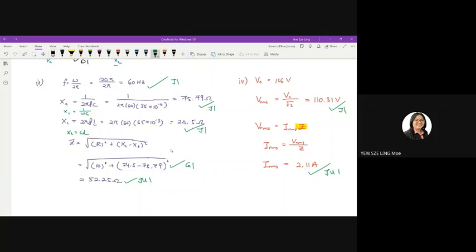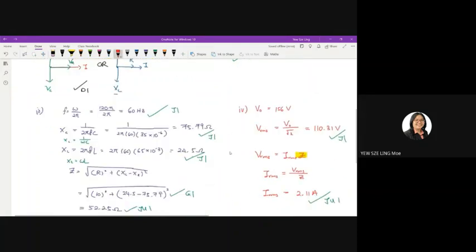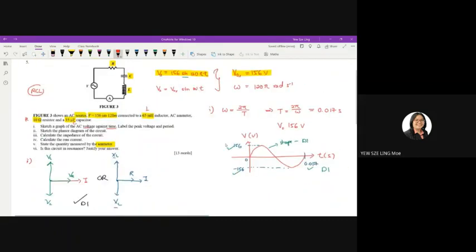Now, question 5. State the quantity measured by the ammeter. A lot of you just wrote current, which is wrong. Why? Because you have different types of current in this question. Actually you have 3: the instantaneous current, the root mean square current, and the peak current. The quantity measured by this ammeter is actually your IRMS, the root mean square current, your effective value. This A shows you the effective value, IRMS, the root mean square current.